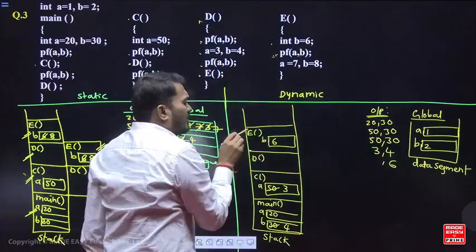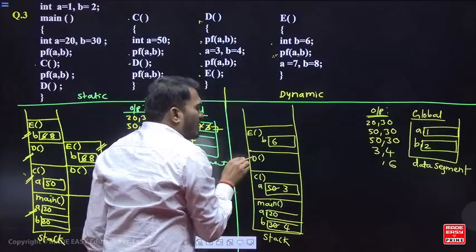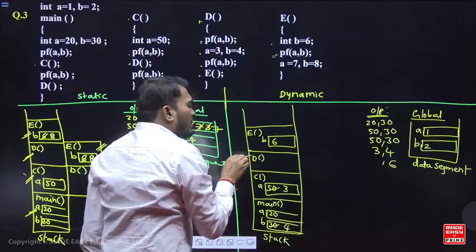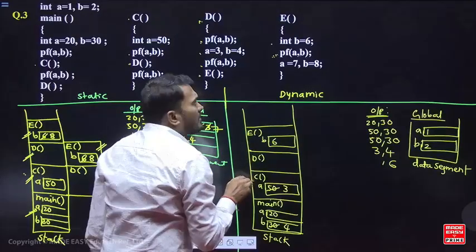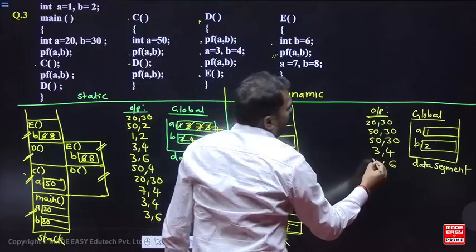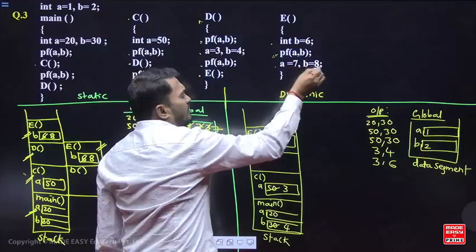When A is a free variable, from where do you take it? The previous calling. Who called E? D. In D, is variable B available? Not available. Okay, who called D? C. In C, is variable A available? Yes. What is the A value? 3. Okay, so you take the A value from there. So 3 comma 6. And next you say A equal to 7, B equal to 8.